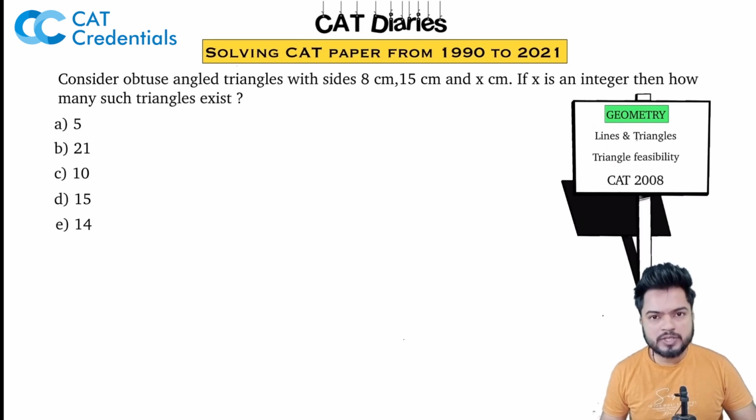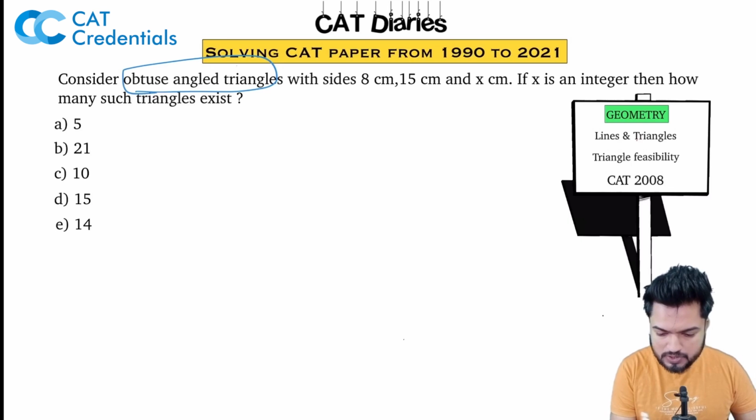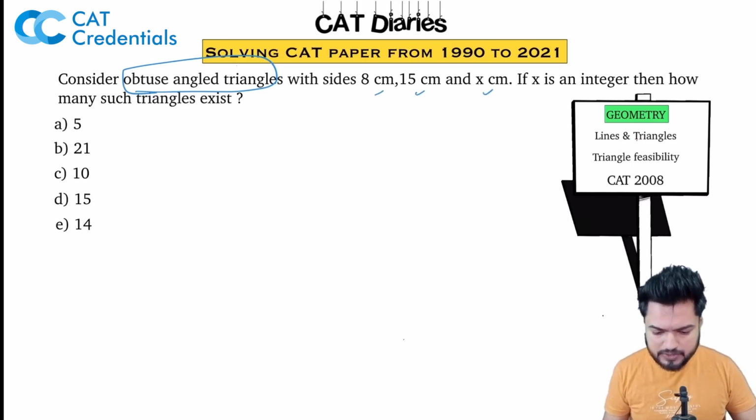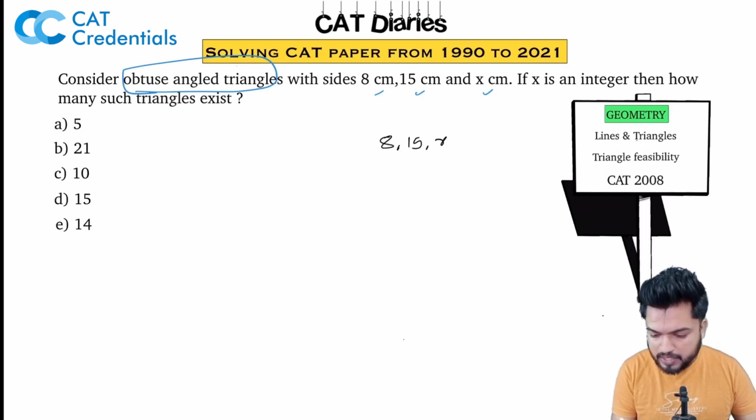Let's understand how this problem is different from the previous one and how you have to adapt to reach the answer. So consider obtuse angle triangles with sides 8, 15 and x centimeter. If x is an integer, then how many such triangles exist? Now there is a strong chance that you might make a mistake here. If you don't read the words obtuse angle triangles, they are not asking how many triangles you can form given that the three sides are 8, 15 and x. That is not the question.